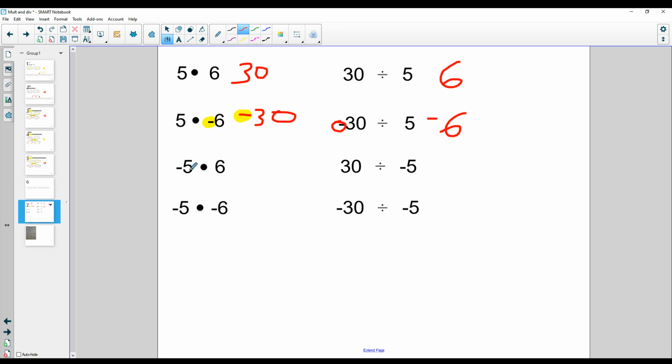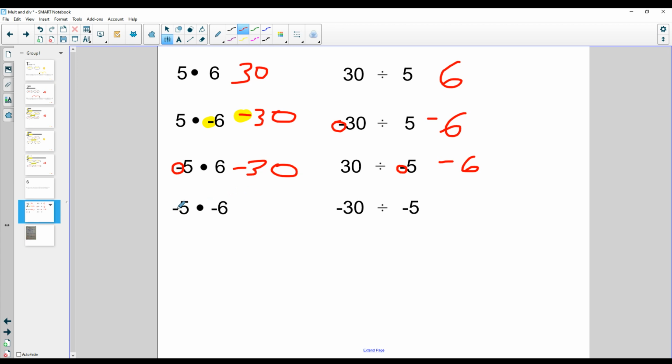So let's look at this one. So this means the opposite of 5 times 6 is 30. The opposite of 30 is negative 30. So this negative means opposite. 30 divided by 5 is 6. Opposite of 6 is negative 6.